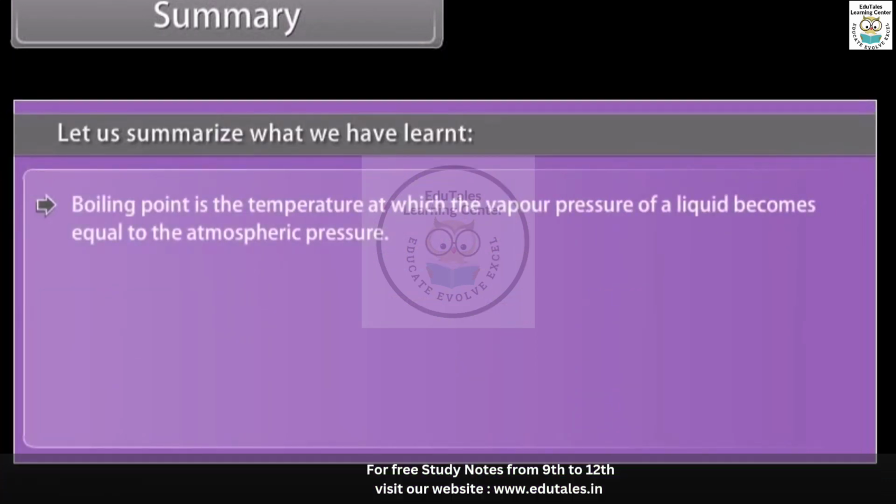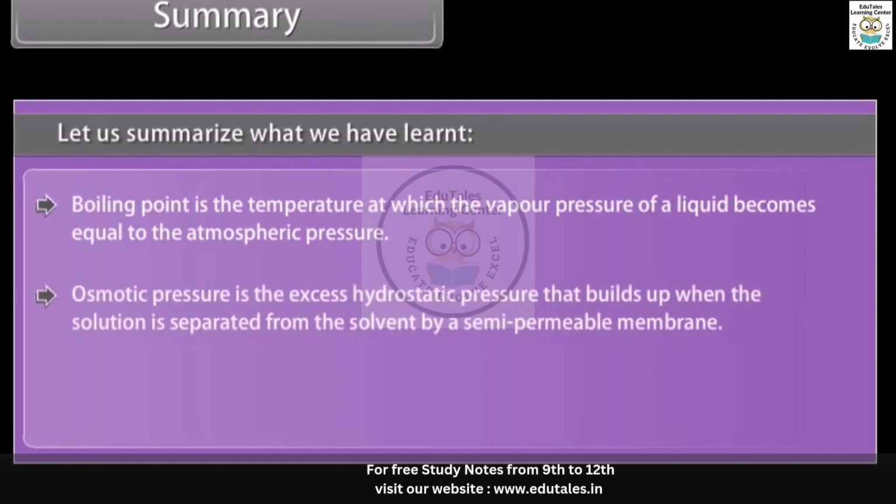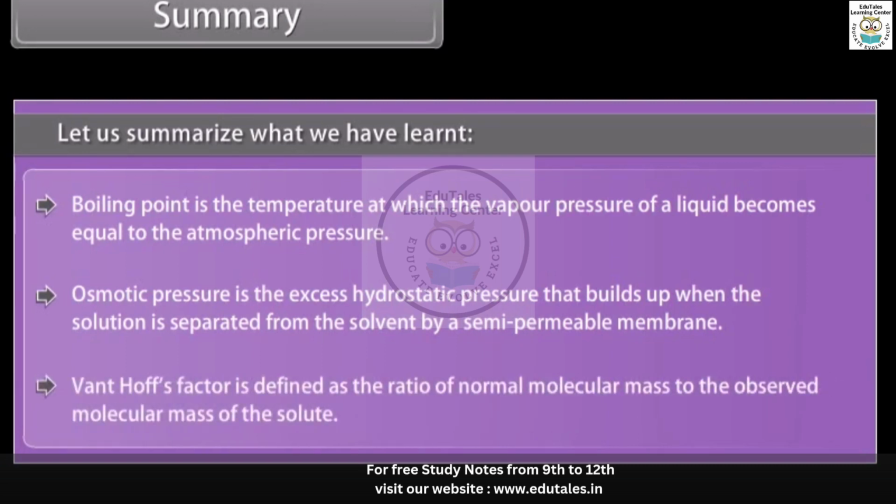Boiling point is the temperature at which the vapor pressure of a liquid becomes equal to the atmospheric pressure. Osmotic pressure is the excess hydrostatic pressure that builds up when the solution is separated from the solvent by a semi-permeable membrane. Van Hoff's factor is defined as the ratio of normal molecular mass to the observed molecular mass of the solute.